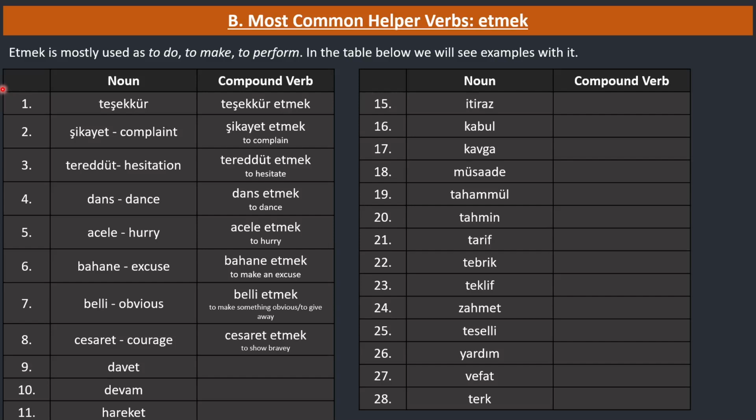When you are scared to do something, we use this. I mean, of course, you can also literally say scared, like korkuyorum. You can also say cesaret in the other way. Cesaret edemiyorum.